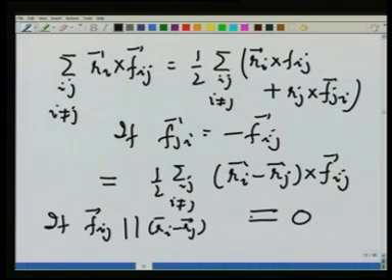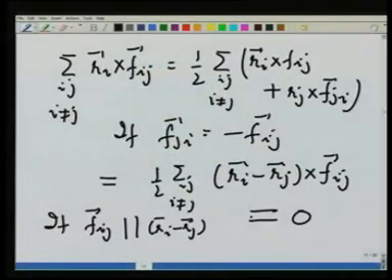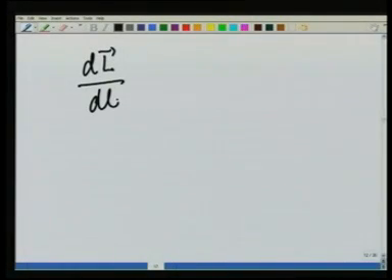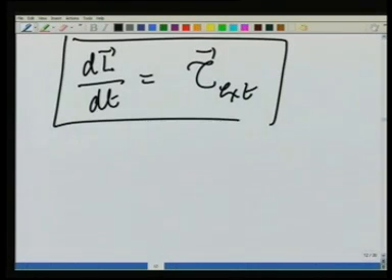Fortunately, in mechanical problems, most of the forces are such that they are along the line joining the two particles, and therefore this term is always 0, and therefore we get dL/dt for a many particle system also equal to tau external. This is going to be our dynamics equation. As I showed in the example of one particle, solving this gives me the resultant motion of the particles. Let me conclude this lecture by getting our main results.